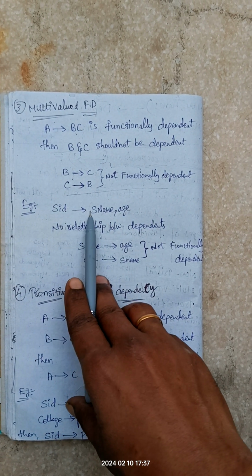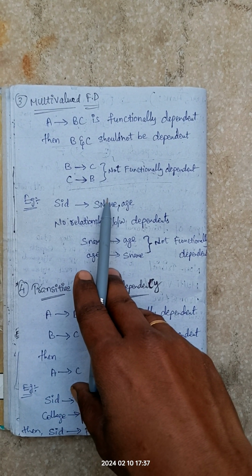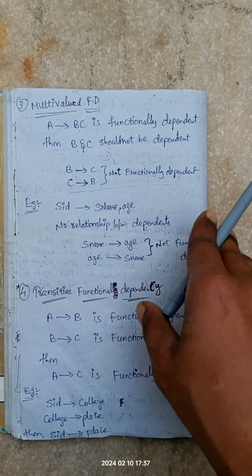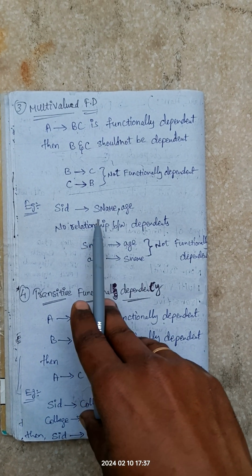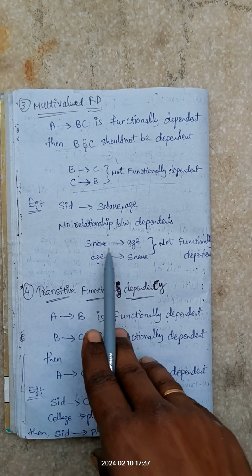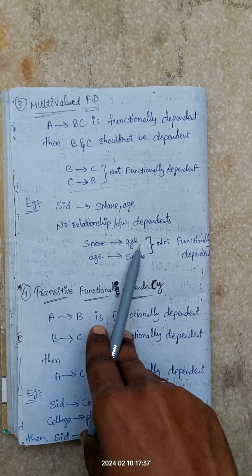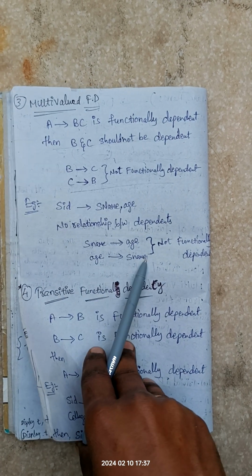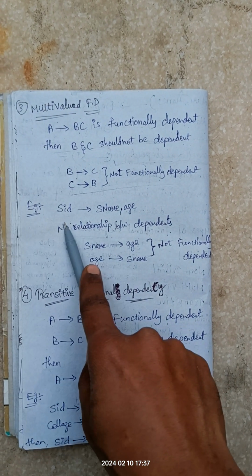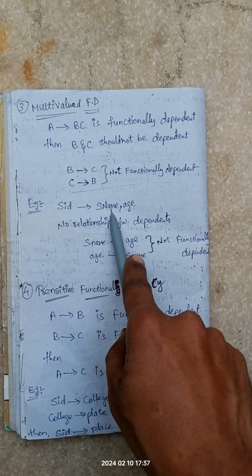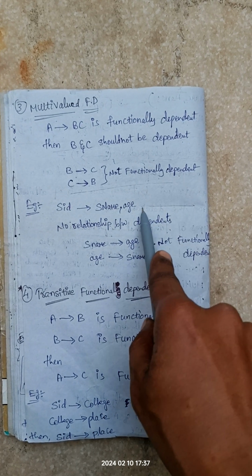Student ID tends to student name, age. So between these two attributes there should not be any relationship. So no relationship between dependents. Student name tends to age, not functionally dependent. Age tends to student name, not functionally dependent. Then the condition is satisfied. Then student ID tends to student name, age is functionally dependent.